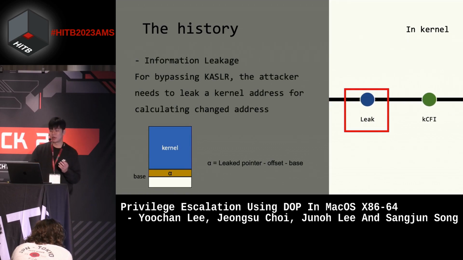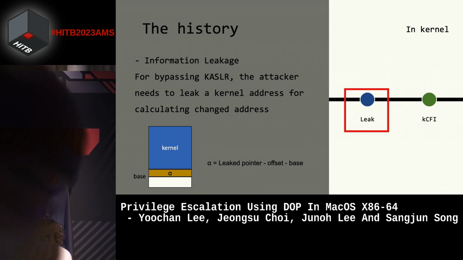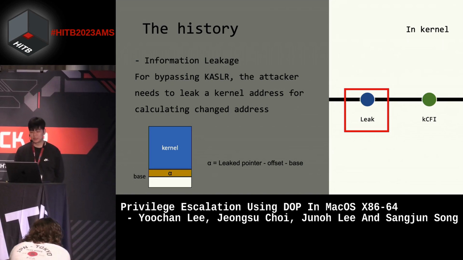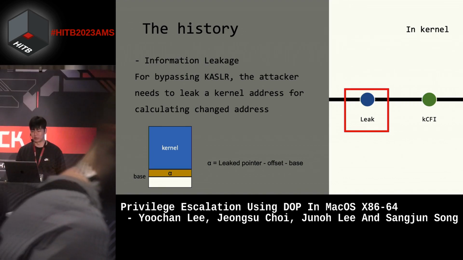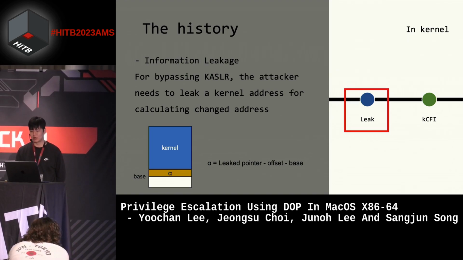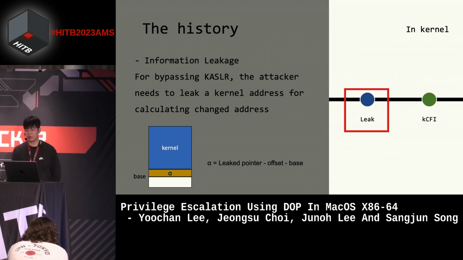After KASLR became widespread, privilege escalation needed additional steps for bypassing KASLR. It is an information leakage exploit. If the attacker leaks one kernel text pointer, the KASLR slide can be calculated.